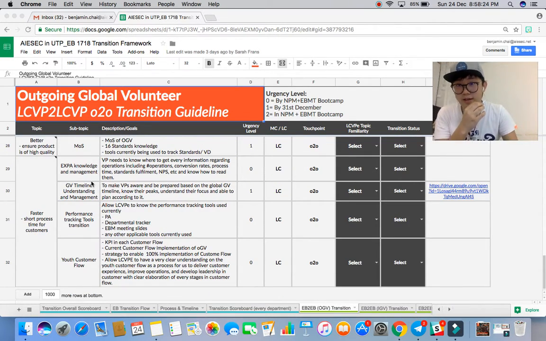And then in terms of faster, there are 4 things: expand knowledge and management. In terms of XPA, there are 2 parts, I guess. One part is on how they use the analytics.